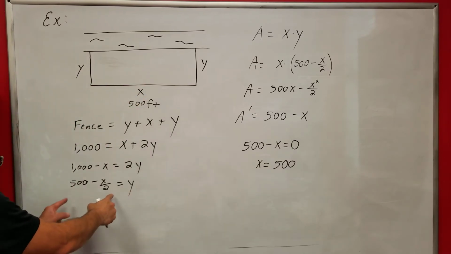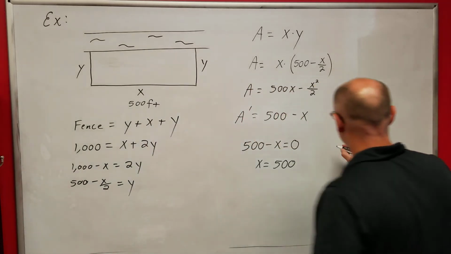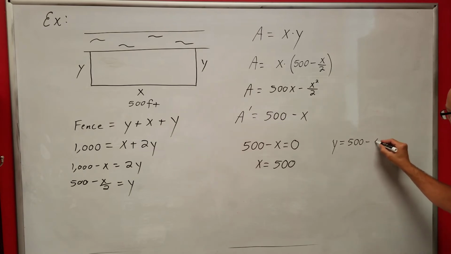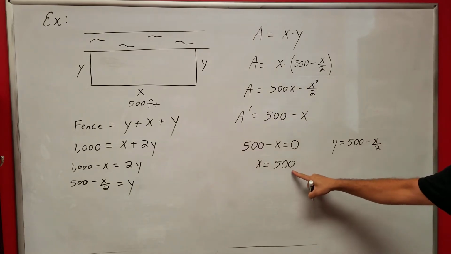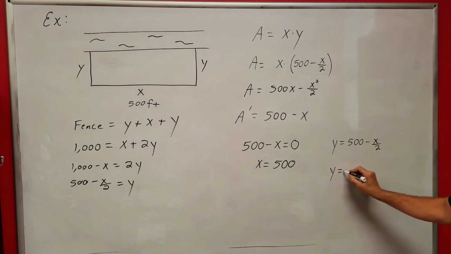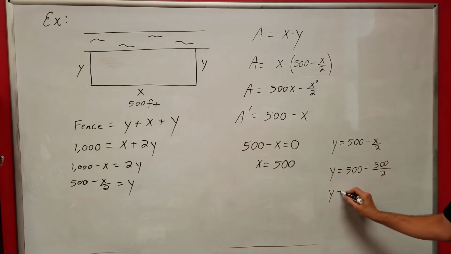Well, isn't y equal to 500 minus x over 2? Y is equal to 500 minus x over 2. So if I know what x needs to be, I can sub it in right here. So y is equal to 500 minus 500 over 2. And if we calculate that, we get what? 250, right?